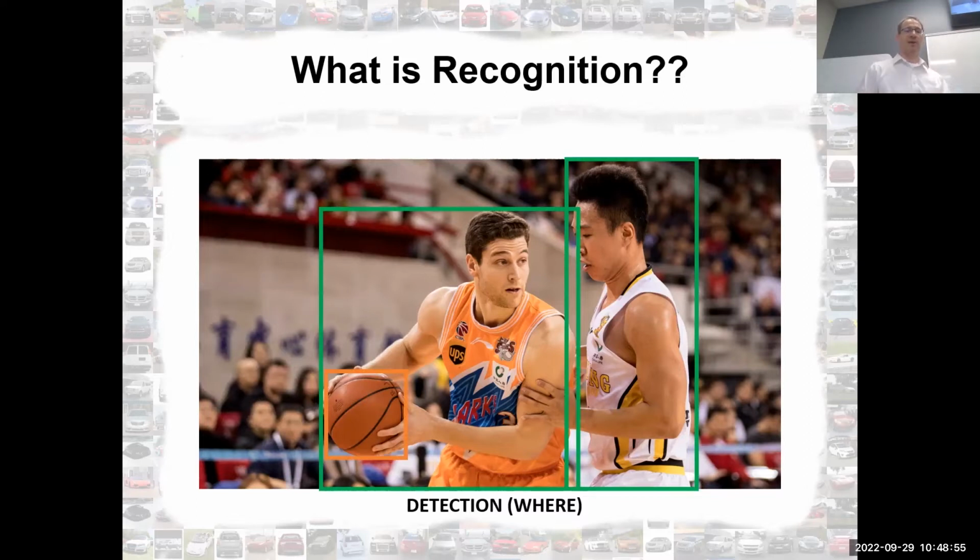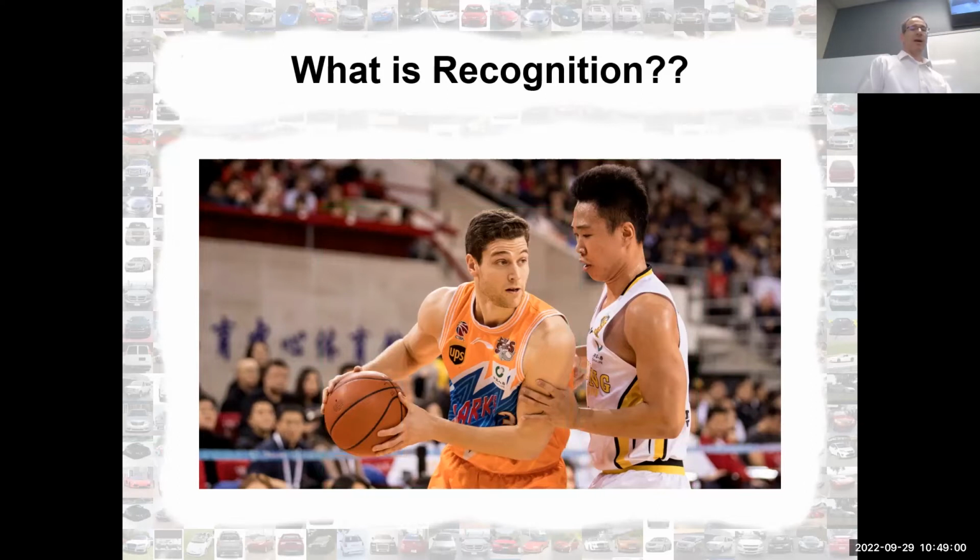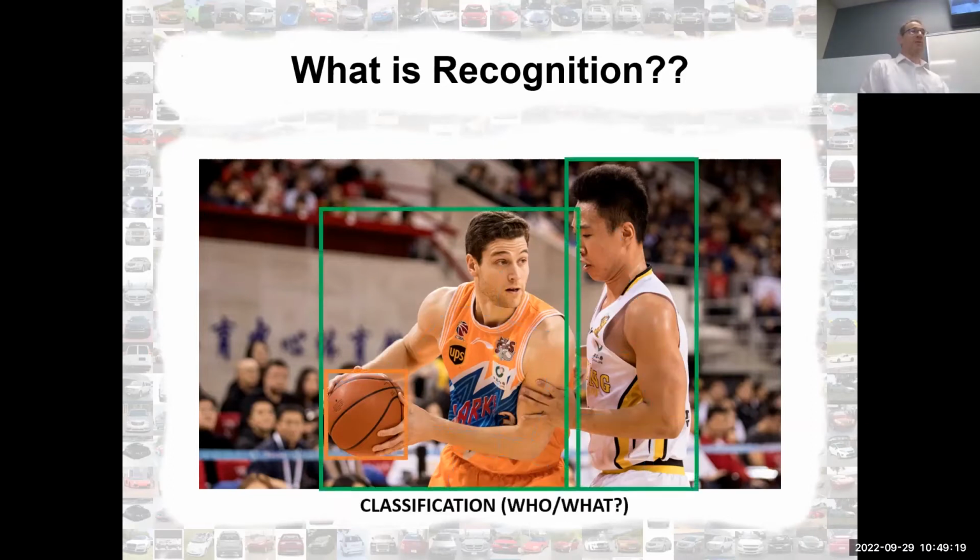One is detection, namely where in an image are objects. Another part is we may want to know what those individuals are doing, so we need to understand their pose. Here you can tell Jimmer is holding the basketball right now, and you can tell that in part because of his pose. So that's something we call pose estimation. That's an important part of recognition. And then ultimately classification, we want to know who we have in an image or what, and perhaps even what they're doing.